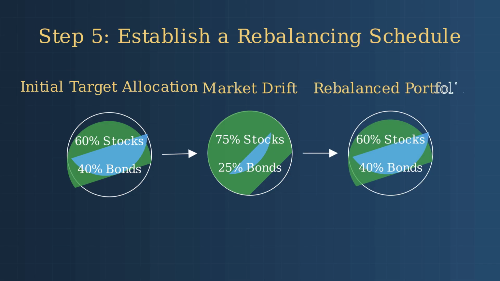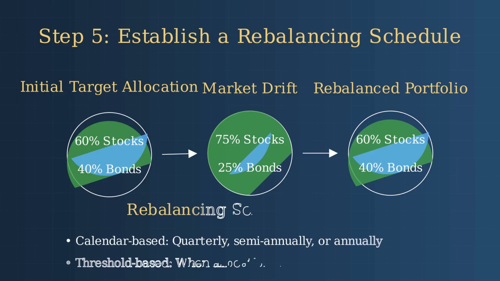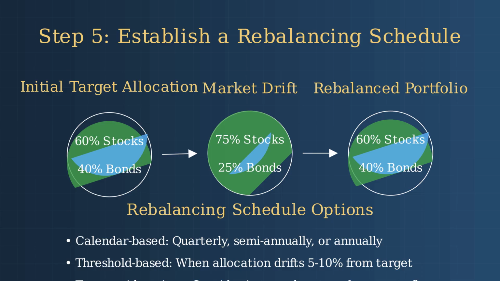Rebalancing brings your portfolio back to your target allocation by selling some of the outperforming assets and buying more of the underperforming ones. You can rebalance on a calendar schedule, such as quarterly or annually, or use a threshold-based approach when your allocation drifts by a certain percentage. Consider tax implications by rebalancing in tax-advantaged accounts first.